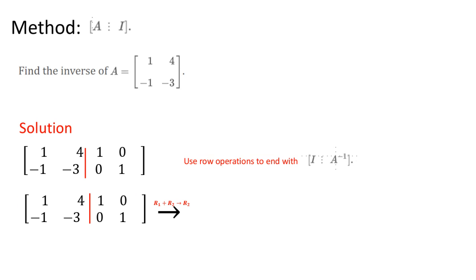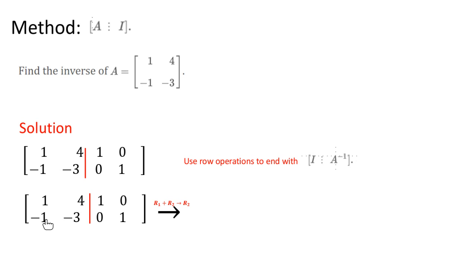Since we already have a 1, I really don't need to do anything for that part. But I would like it to have a 0 on the bottom here. So the row operation I'm going to do is, if I add 1 plus -1, I get a 0. So I'm going to add row 1 plus row 2, and whatever answer I get, I'm going to place it back into row 2.